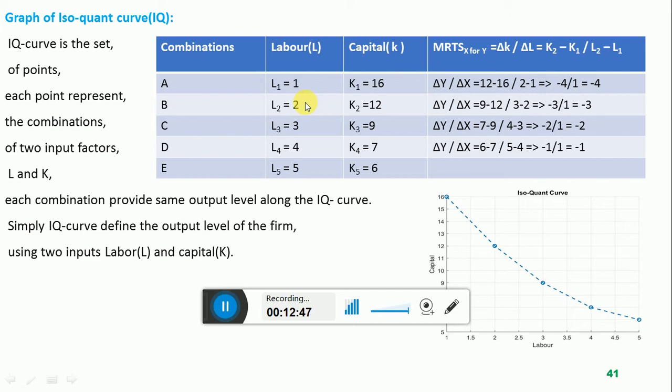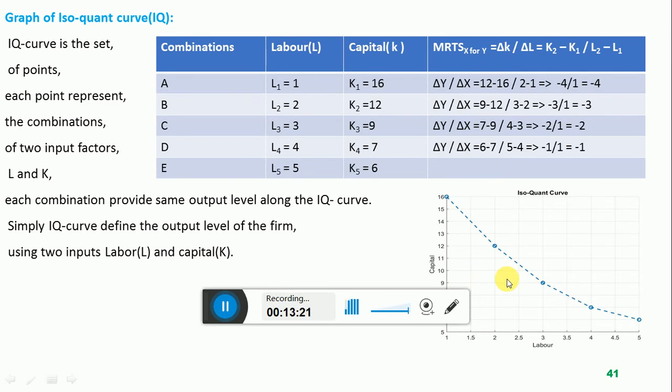So a graph of the isoquant curve we will plot from these combinations. The first combination carries 2 inputs, 1 labor and 16 capital. Labor is along the x-axis and capital is along the y-axis. This is the one point along the vertical axis, 1 labor and 16 capital. Now to change the combination, increase 1 labor, producer decreases 4 capital. Further, to increase 1 labor from 2 to 3, producer decreases capital from 12 to 9.